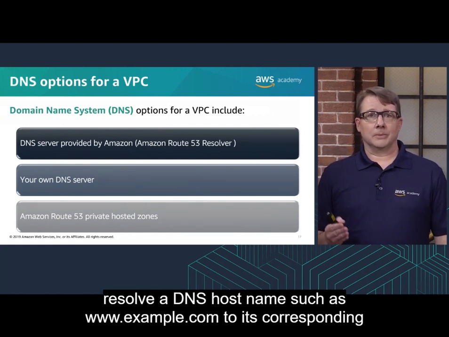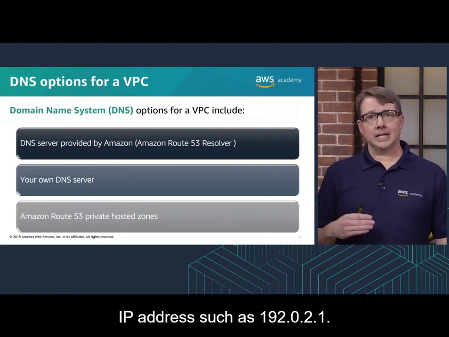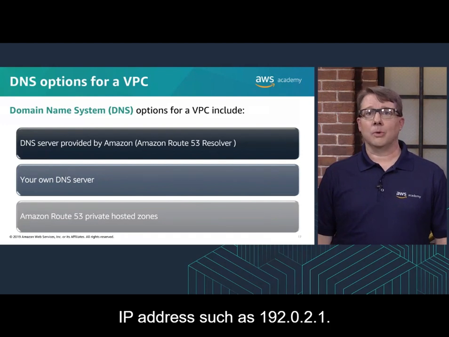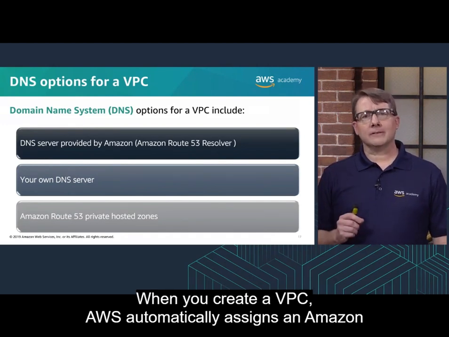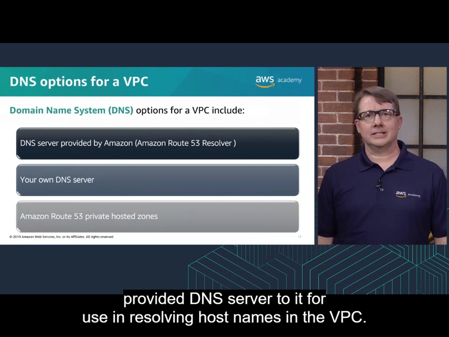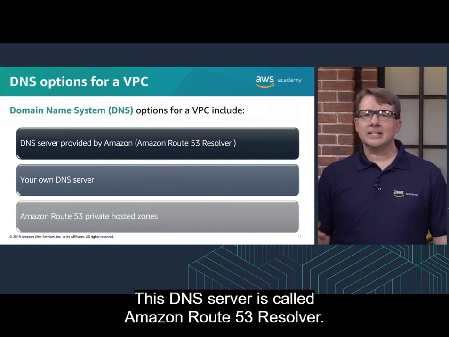A domain name system, or DNS server, is used to host and resolve a DNS hostname such as www.example.com to its corresponding IP address such as 192.0.2.1. When you create a VPC, AWS automatically assigns an Amazon-provided DNS server to it for use in resolving hostnames in the VPC. This DNS server is called Amazon Route 53 Resolver.